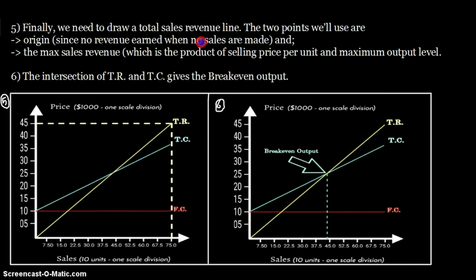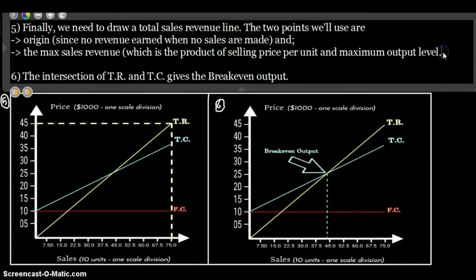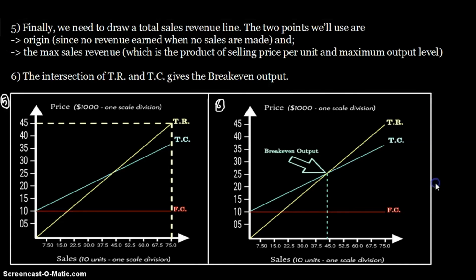Finally, we need to draw our total sales revenue line. The 2 points we'll use are the origin, of course, since no revenue is earned when no sales are made, and we also need the maximum sales revenue, which is the product of selling price per unit and maximum output level. Selling price was $60 per unit. $60 multiplied by 750 gives us 45,000, and that's what this point is, the maximum point. The origin point is of course here. So from origin to maximum point, we draw a straight line, that gives us the total revenue line.